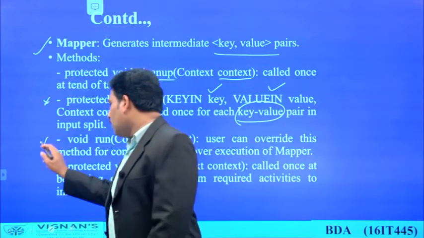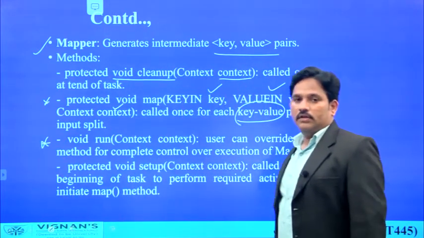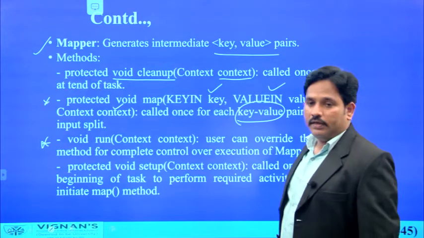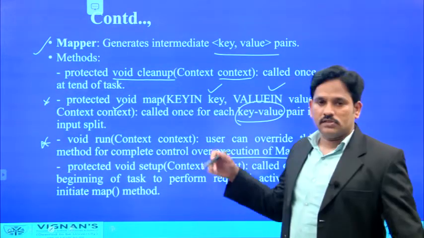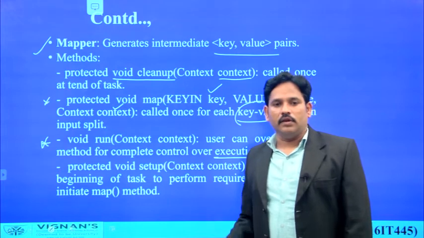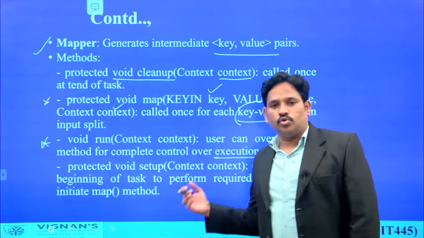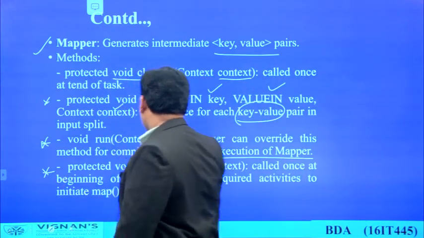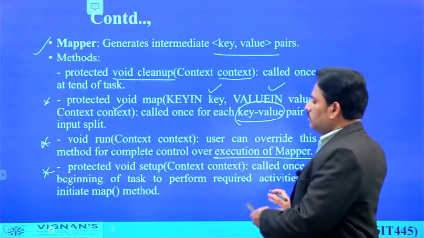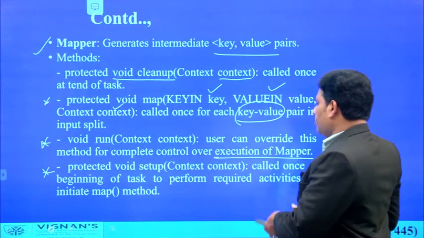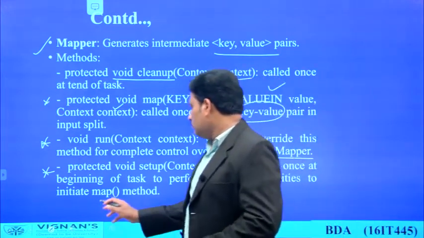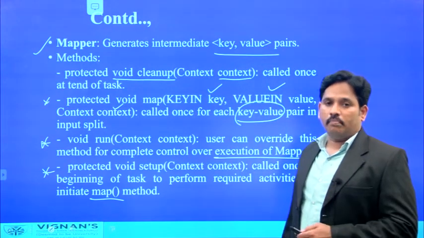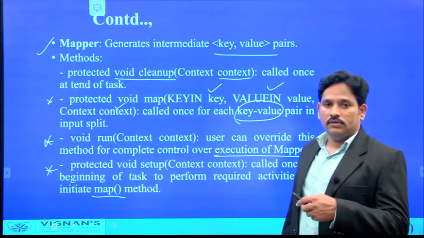Next we will call a function called run. The run function will have a context value or a basic parameter value. The user can override this method to complete the execution of mapper. That means this run function is going to be used repeatedly, in an iterative fashion, to complete the mapper activity. And finally we are calling another function called void setup. This function is called at the beginning of the task to perform the required activities to initiate the map function. So these are the 4 basic functions we are going to apply to implement MapReduce in the Java environment.